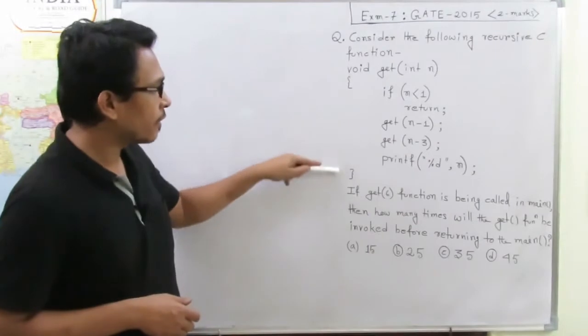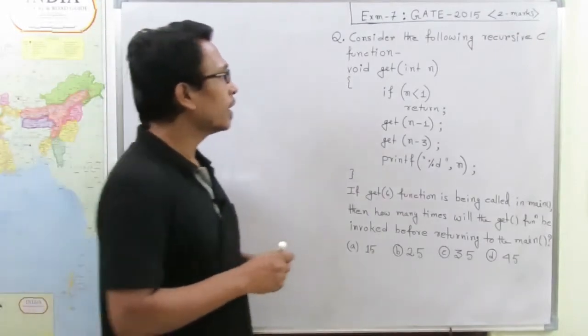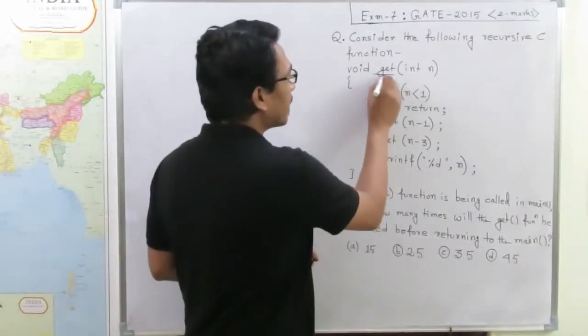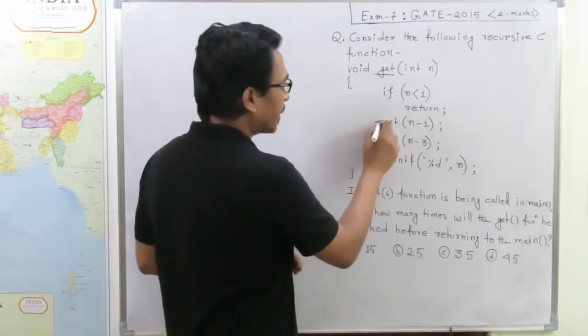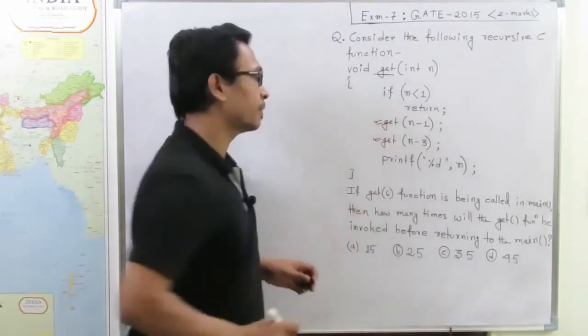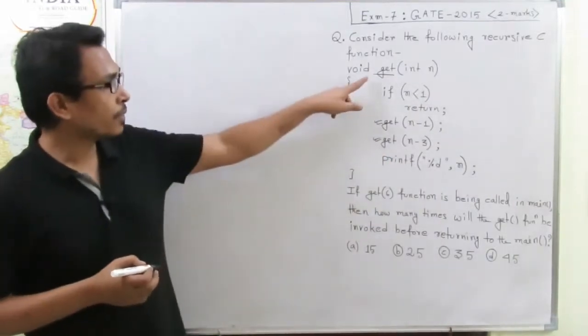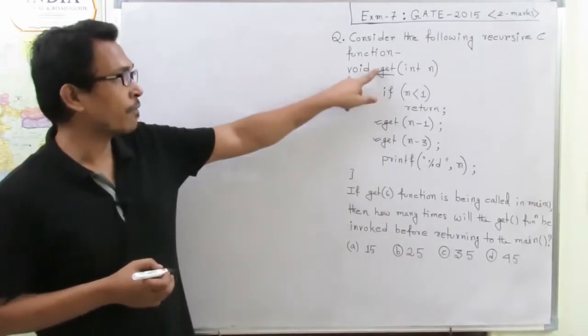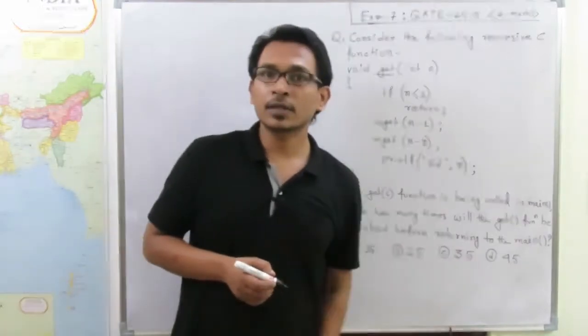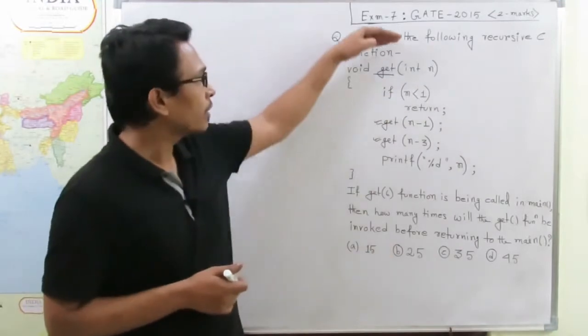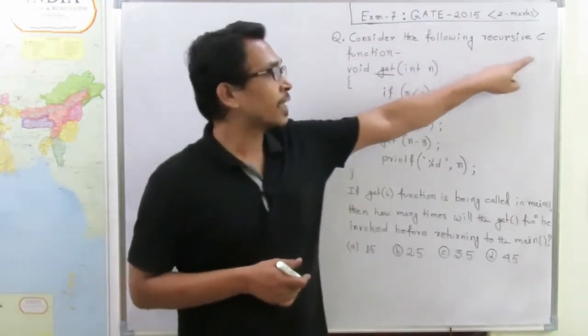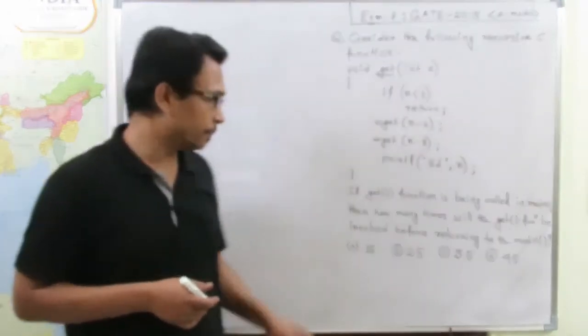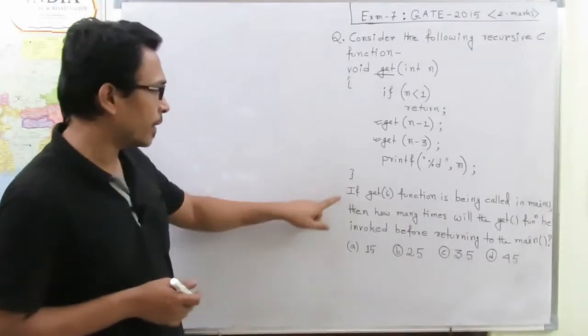A function is given, it is a recursive function where the function name is get and inside the function body get itself is called twice. Clear? That means from this function body we call the same function again. That means this one is a recursive function and that's what they told here. This one is a recursive C function. Now come to the next part.